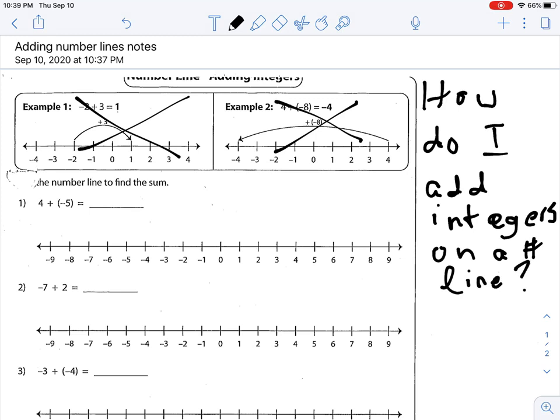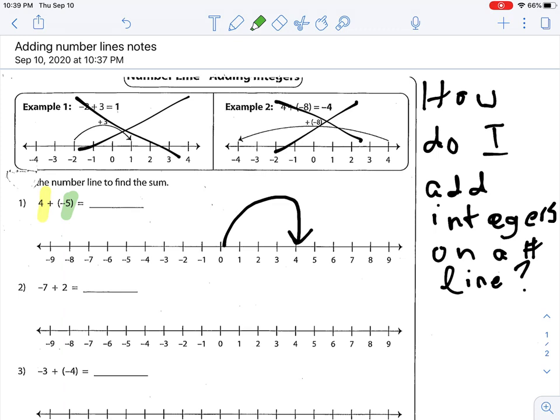And what we're going to do here is there's a couple things you need to know. When you do this, the first problem is 4 plus -5. Well, whenever you model on a number line, you always start at 0. So the first number is +4. So we are going to go from 0 to +4. Now the second number is -5.